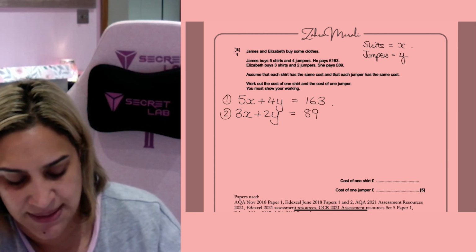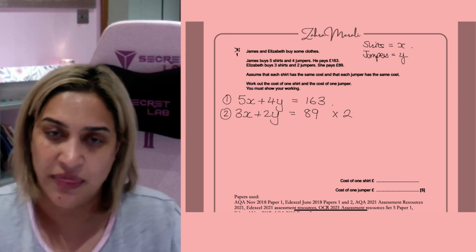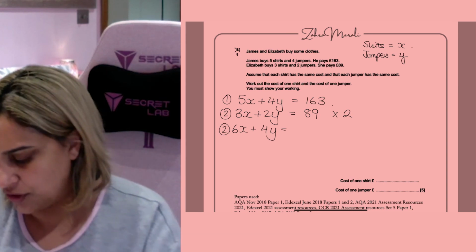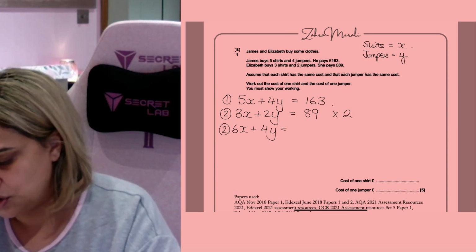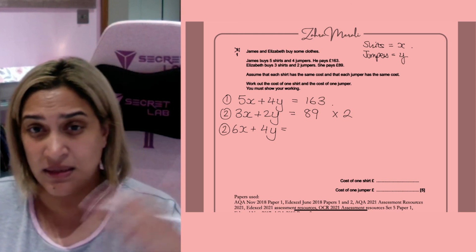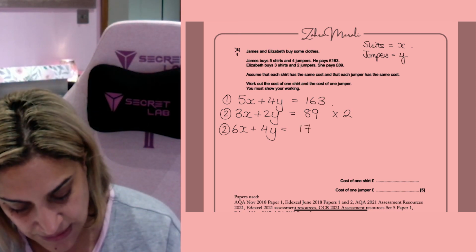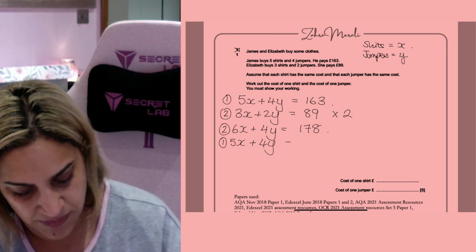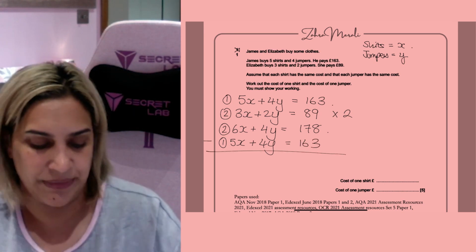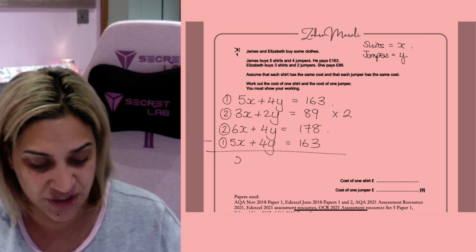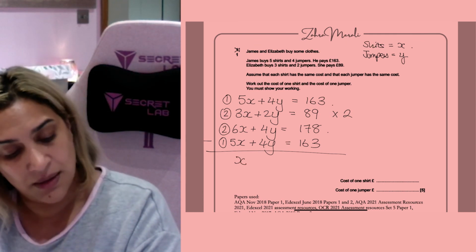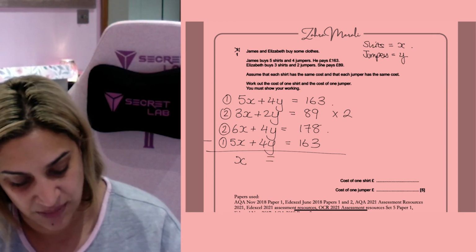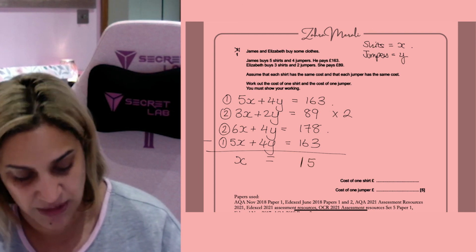Remember, we want to make something the same. It's much easier to multiply the second one by 2, and then we get the 4 y's the same. So you've got 89 times by 2. So 80 times by 2 is 160, 9 times 2 is 18, add them up, you get 178. So now I'm going to write the 1 underneath it, because I think it's easier to take away this way around because of the numbers. I'm going to take away some. 6x minus 5x is just going to be x. 4y minus 4y is just going to disappear, because it's going to be 0. And 178 minus, so 8 minus 3 is 5, so we get 15.